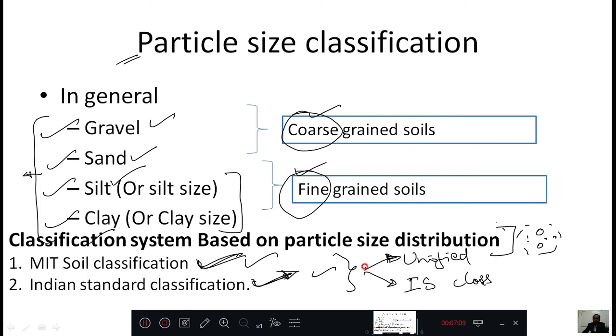Okay, by considering some of the parameters from the MIT, from the Indian Standard, and with some scientists' experiments and all, we got an end result of two types of classification. One is the Unified classification, the second one is the IS classification. These two I will discuss in the next class.